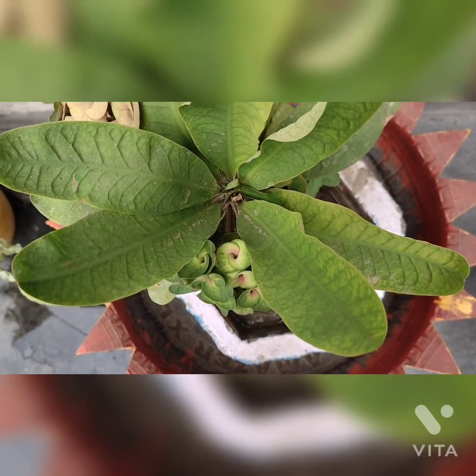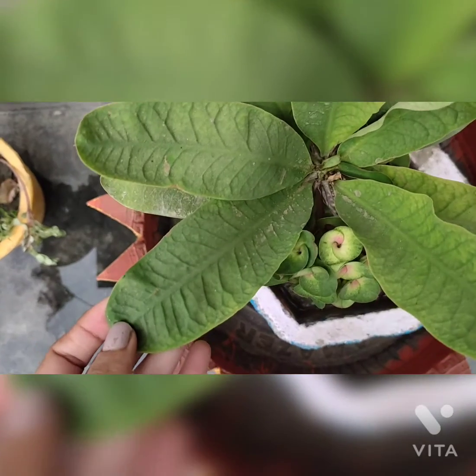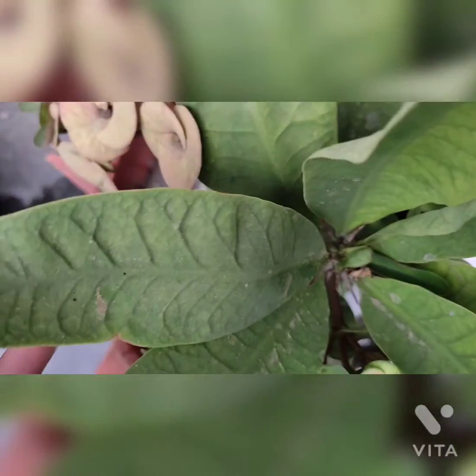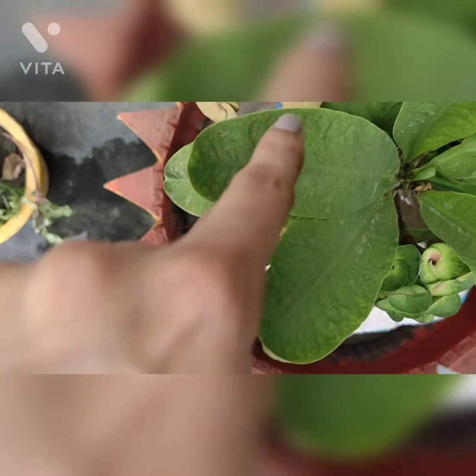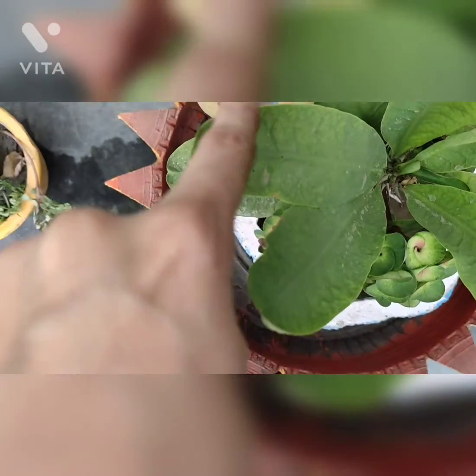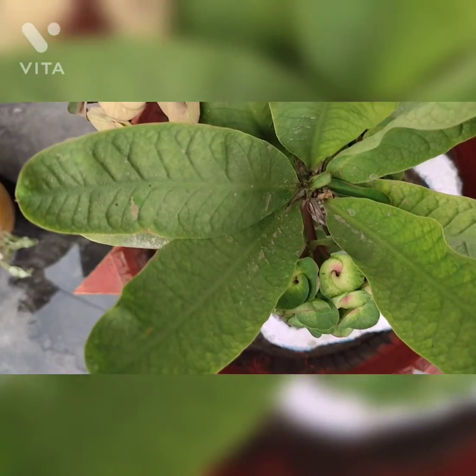Let's identify the difference by seeing their leaves. So this is a euphorbia plant. If you see the venation of this plant's leaf carefully, one line is in the center, the rest are on the sides, and further they are dividing. So this is reticulate venation. So this plant is a dicot.